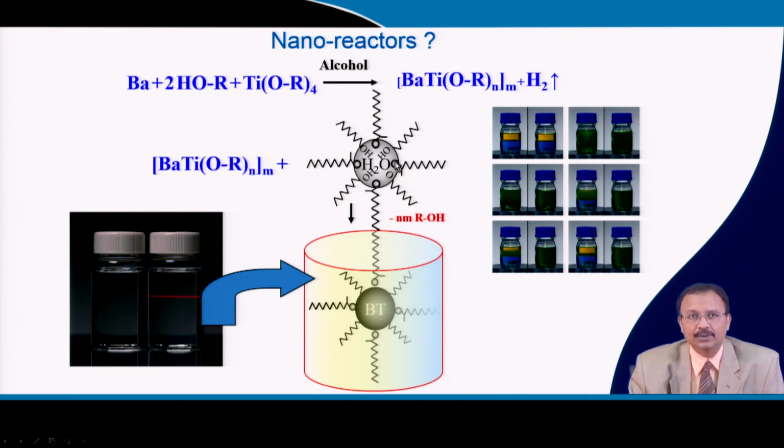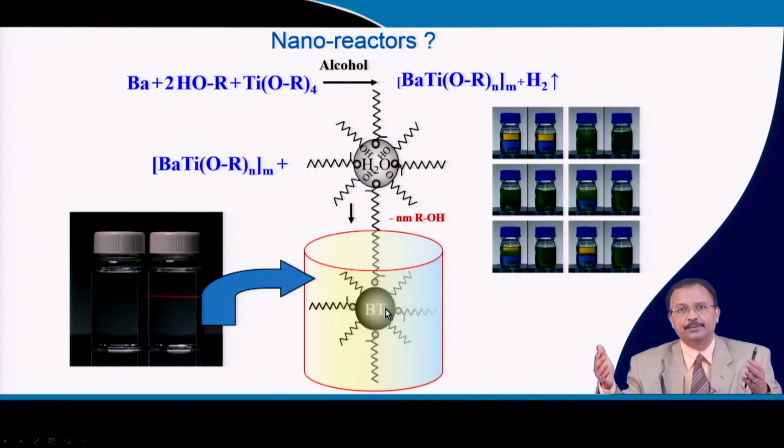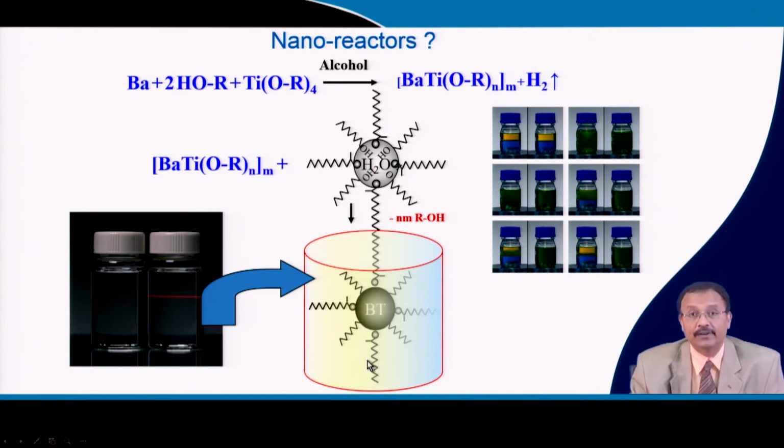So, basically you have inside this reactor that I call a nanoreactor. This water will hydrolyze and eventually condense to form barium titanate particles, and these will be protected, I mean dispersed, by the use of this surfactant.